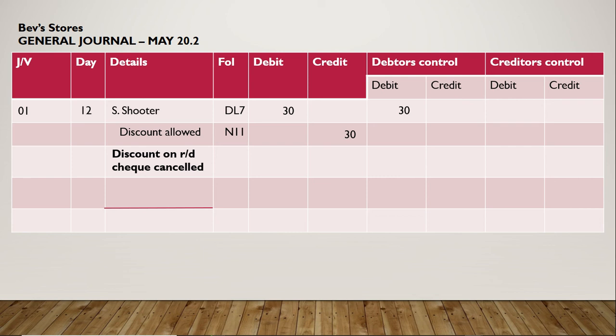The problem was the discount part. The discount part did not go under bank. So that's why we have to reverse it under the general journal. I hope it makes sense.